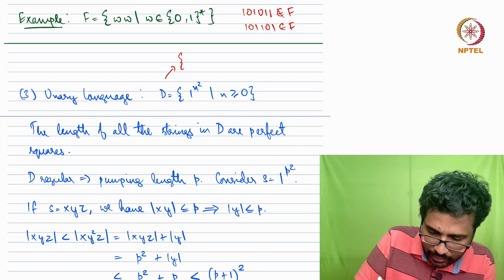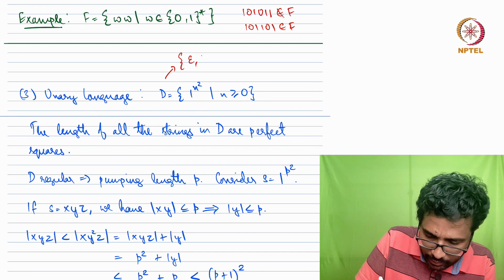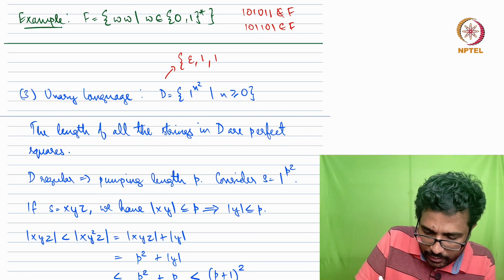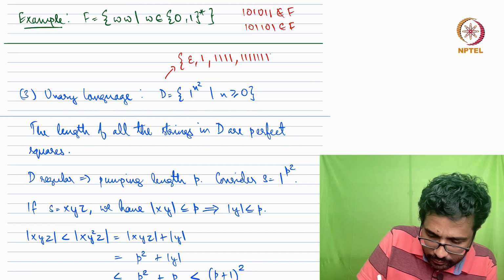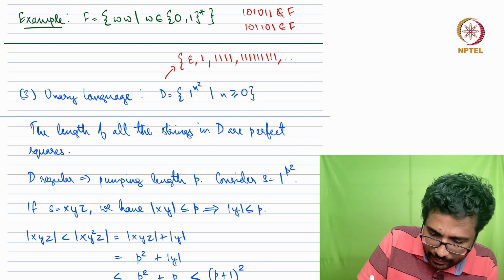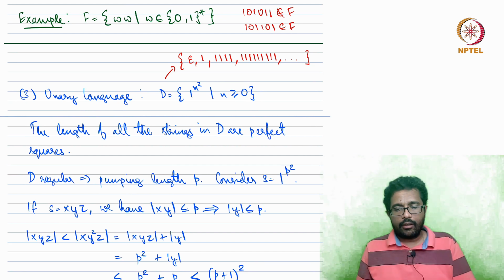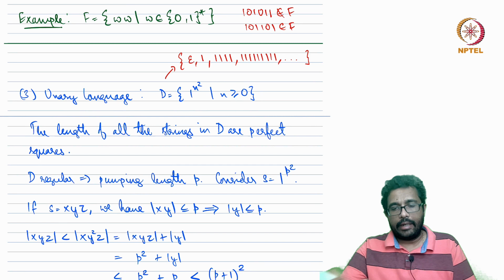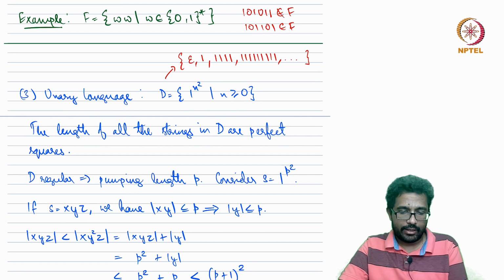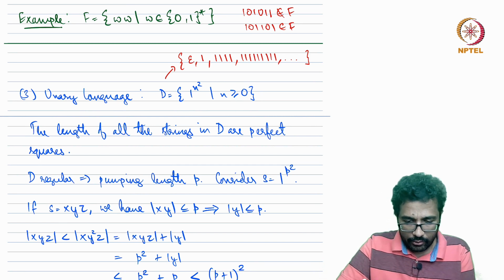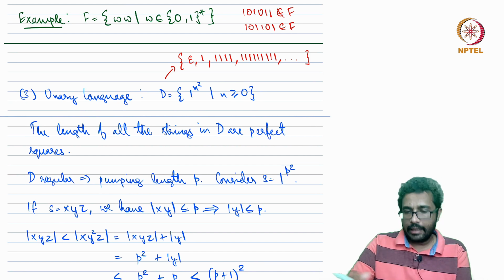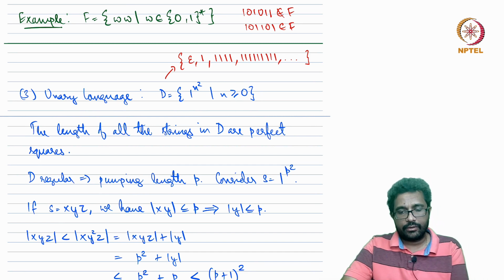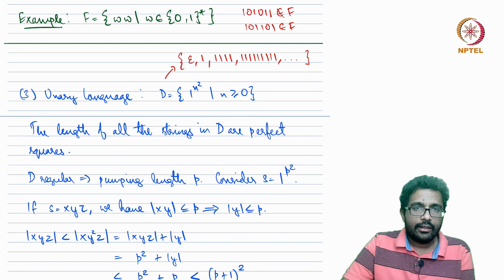When n is 0, this is the empty string. When n is 1, this is just 1. When n is 2, it is like 4. When it is 3, it is 9, and so on. So basically it is the set of all strings entirely of 1s whose length is a perfect square, right. So 1, 4, 9, 16 and so on. So again it's an infinite set of strings, the set of all strings whose length is a perfect square.